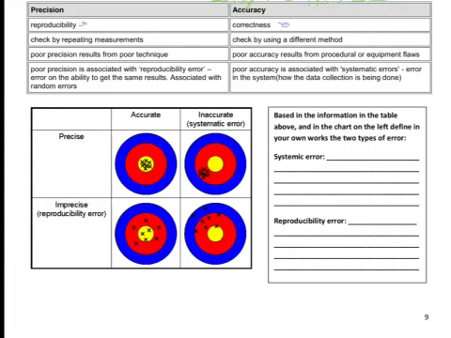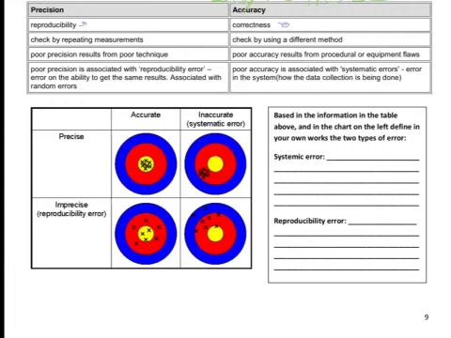So for precision, if you're doing a lab, that's why you repeat the lab over and over again, or why several people do the lab. Whereas accuracy, if you did something and did not get the correct answer, then you need to figure out a different way to do it to try and get the correct answer. Precision. Poor precision results from poor technique. If I can't get the same results over and over again, I'm not doing something the same over and over again. Whereas poor accuracy results from procedural or equipment flaws.